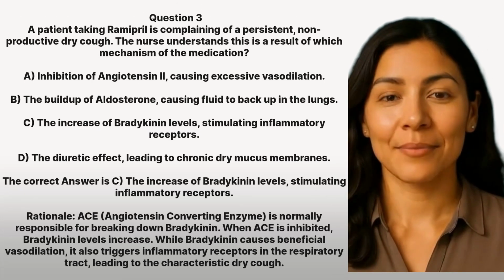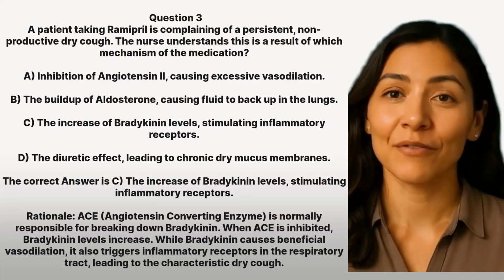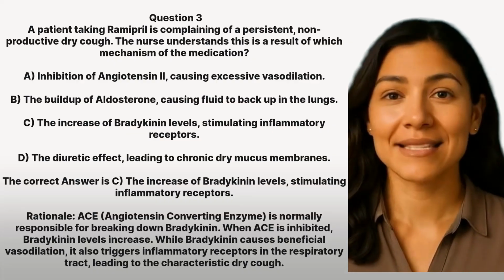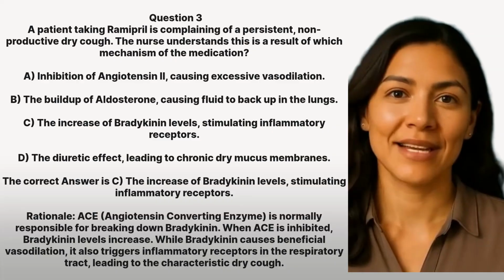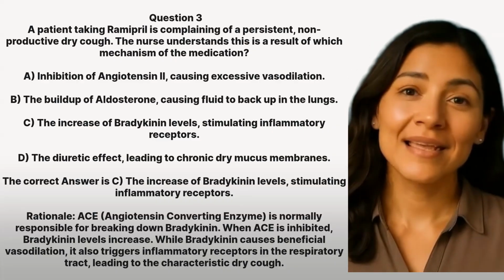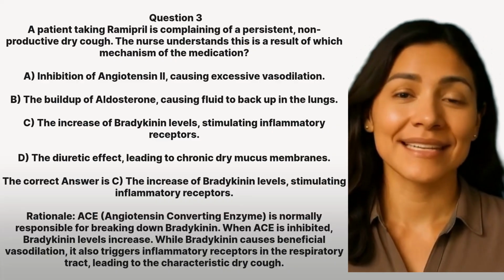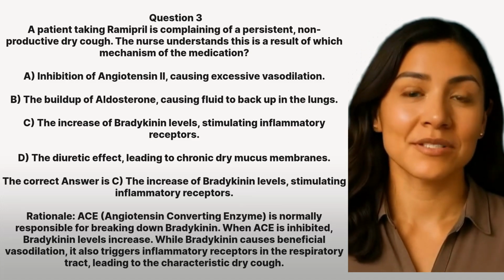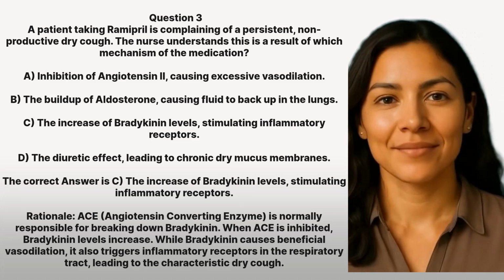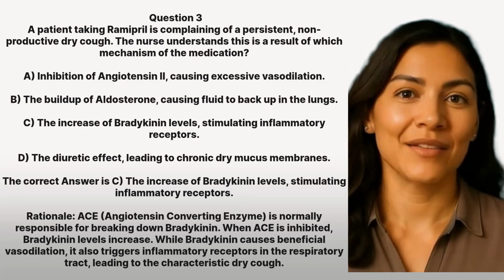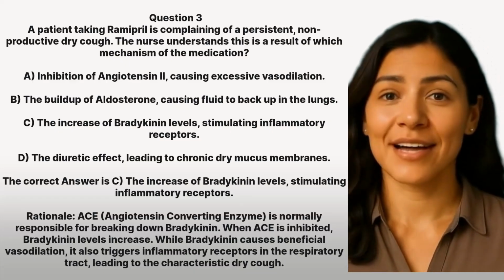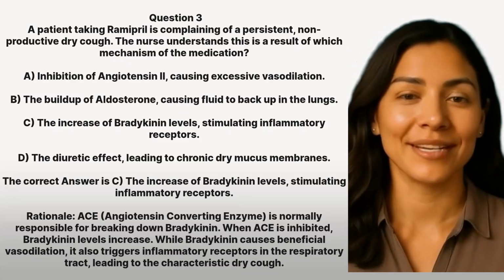Question 3. A patient taking ramipril is complaining of a persistent, non-productive dry cough. The nurse understands this is a result of which mechanism of the medication? A. Inhibition of angiotensin II causing excessive vasodilation. B. The buildup of aldosterone causing fluid to back up in the lungs. C. The increase of bradykinin levels stimulating inflammatory receptors. D. The diuretic effect leading to chronic dry mucous membranes.